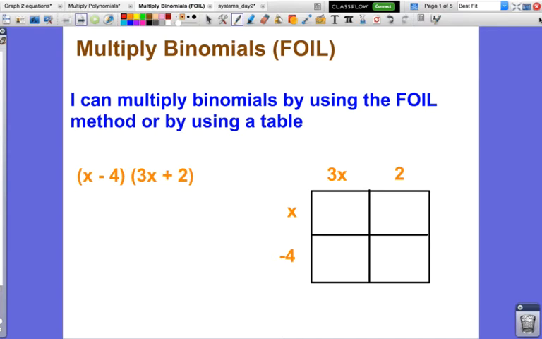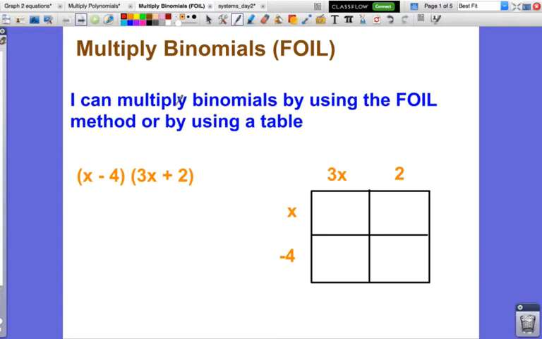So, if you haven't watched the multiplying polynomials videos, please go back and watch that first. And this is really the second piece of that video. So, multiplying binomials. What we're going to do is multiply binomials by using the FOIL method or by also using a table. I'm going to show you a few different methods for how to multiply these.